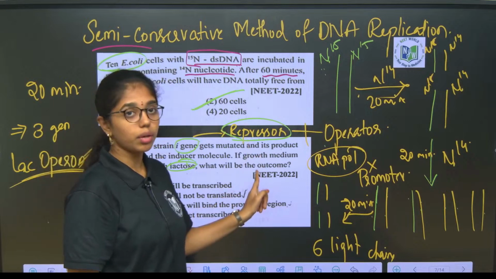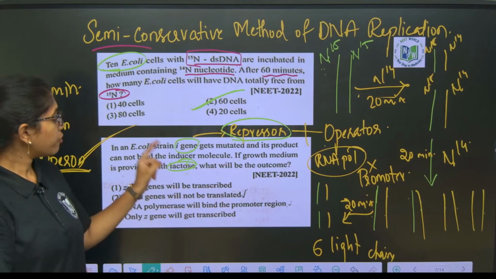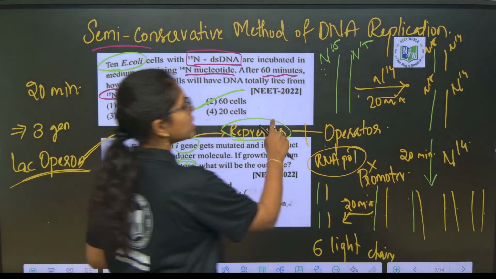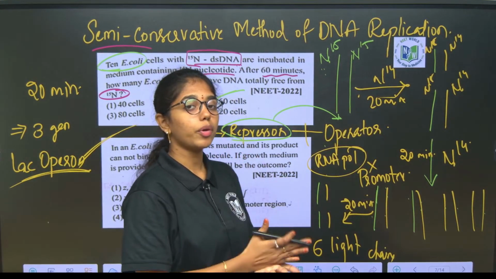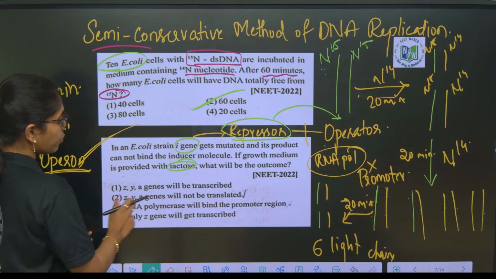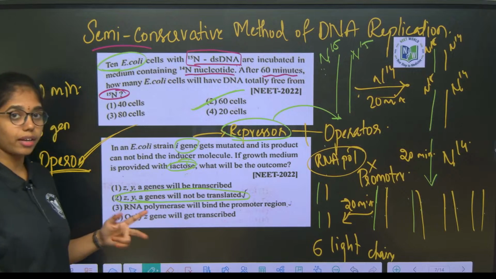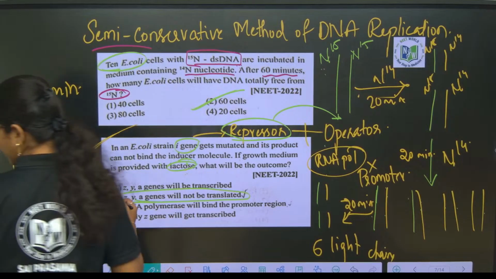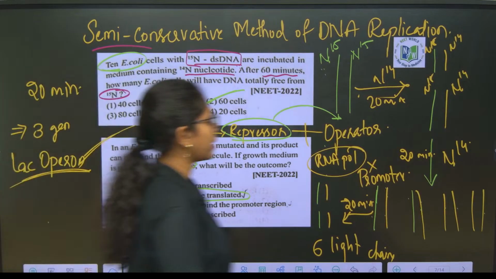In continuation, the question asks what the outcome will be if the growth medium is provided with lactose. Even if the medium is provided with lactose, the repressor cannot bind with lactose. In that case it binds with the operator, RNA polymerase cannot bind with the promoter region, and in the Lac operon model lactose metabolism is inhibited. Z, Y and A genes will not be translated. Whether you supplement the medium with lactose or not, if the I gene is mutated and the repressor is not binding with the inducer, Z, Y and A genes will not be translated. Option 2 will be the right answer over here.